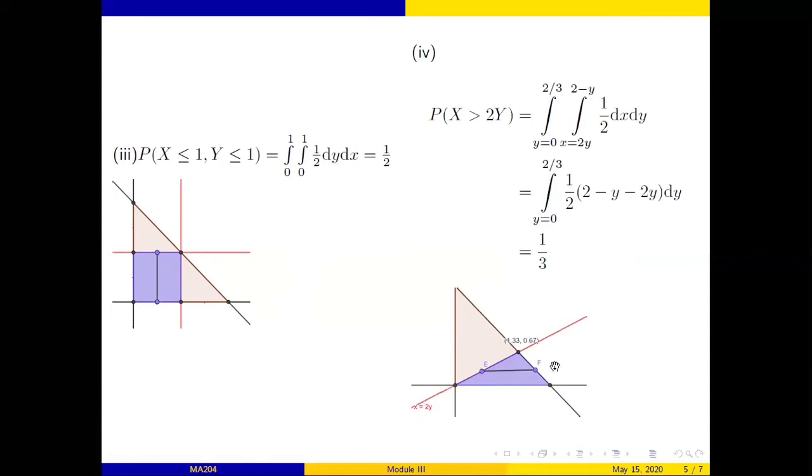So we have to consider the feasible region: x greater than 0, y greater than 0, x plus y less than 2, and x greater than 2y. So the feasible region is determined by this blue shaded region. So this is the feasible region according to this question.